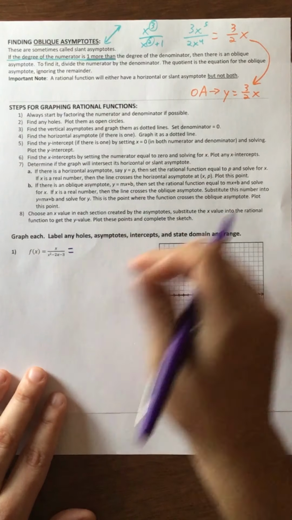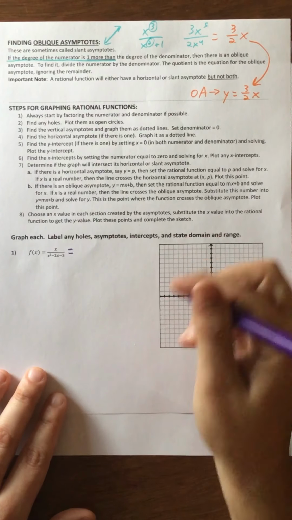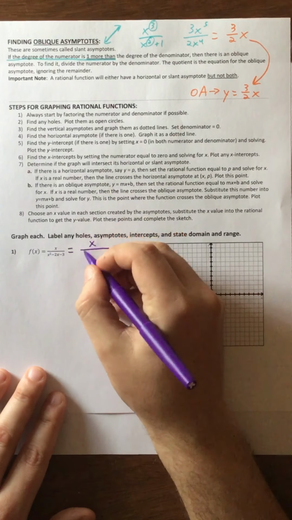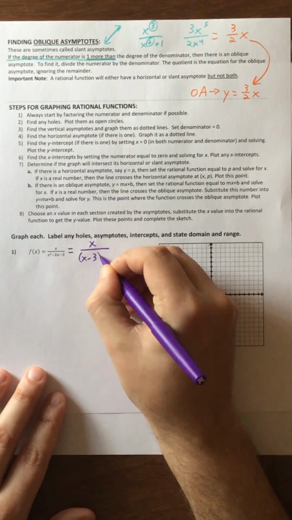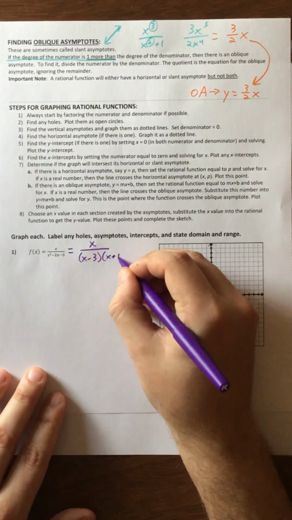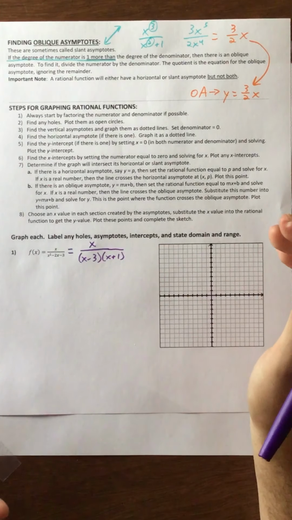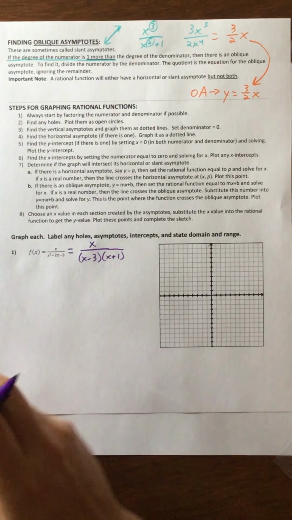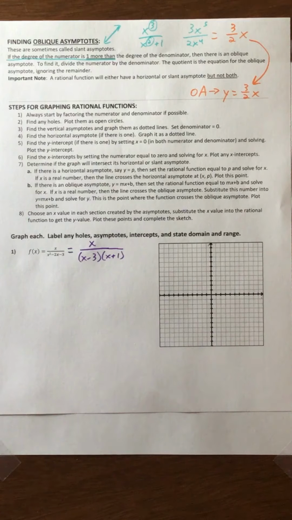You want to see where the vertical asymptotes are or if there's holes. Numerator stays, denominator becomes x minus 3, x plus 1. Now, nothing can cancel, so we are done with step 1. Step 2. Find any holes, plot them as open circles.